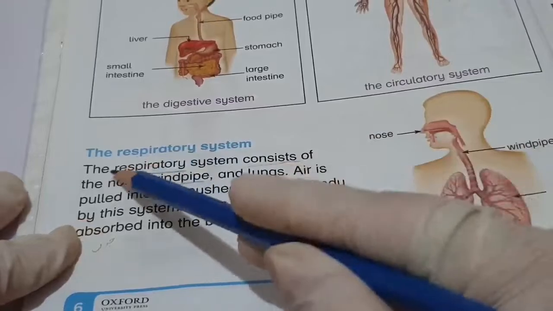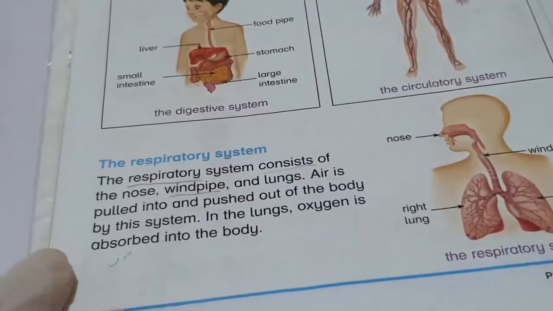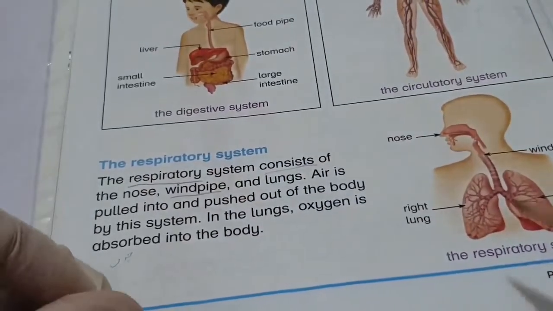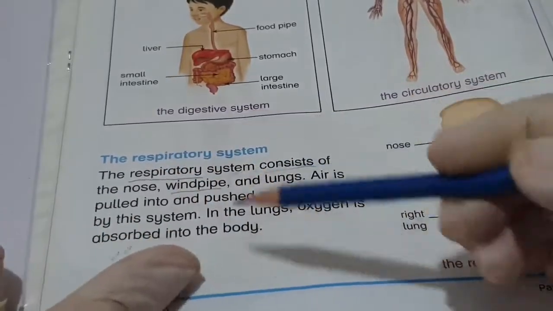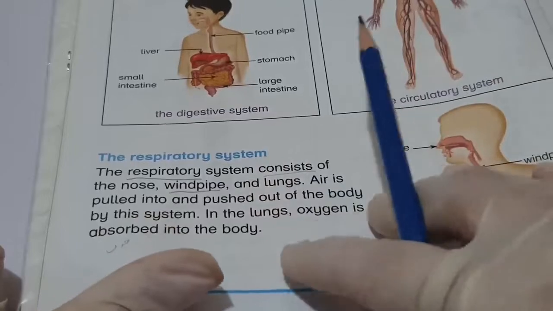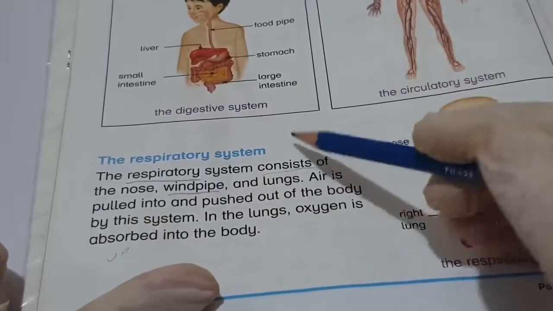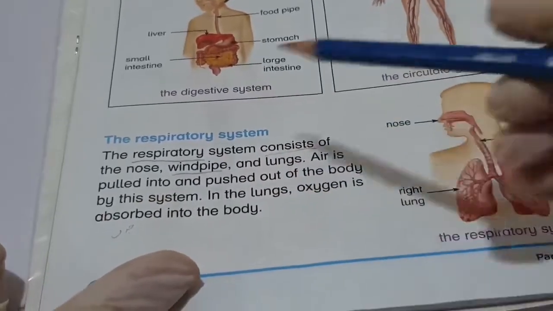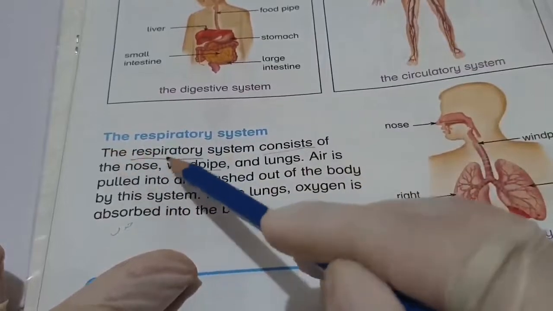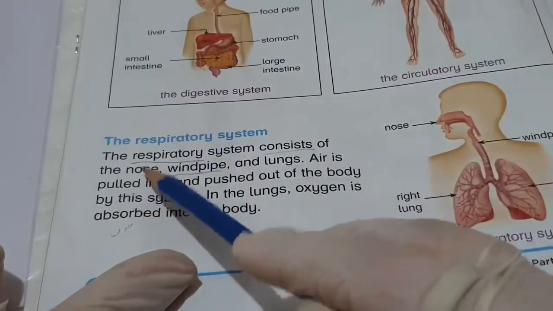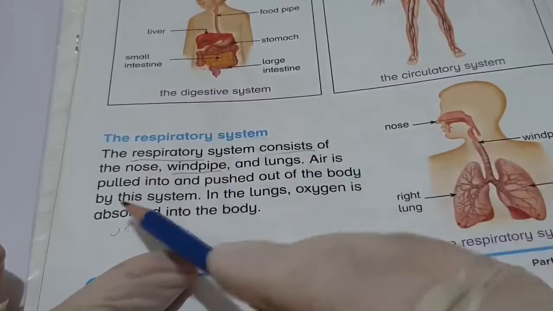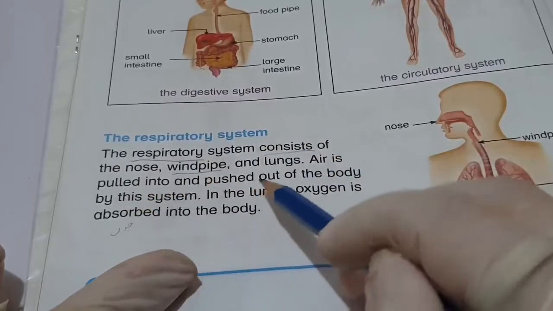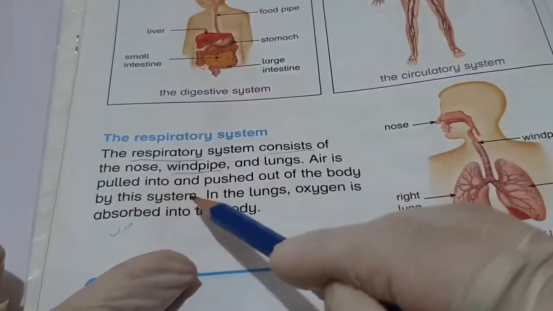What we have here is the respiratory system. As you know, the word respiratory tells us that respire means to take in the air and breathe it out. So breathing is basically the respiratory system. The respiratory system consists of the nose, the windpipe, and lungs. Air is pulled into and pushed out of the body by this system.